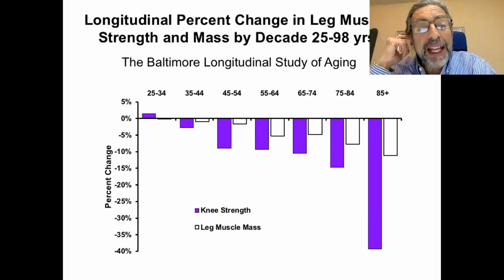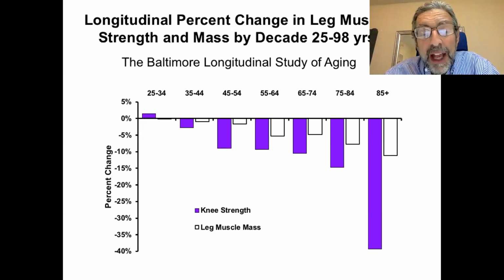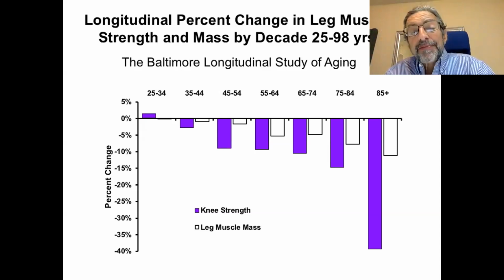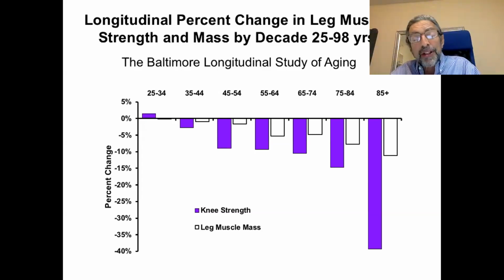And it shows decades of life, and it shows over that 10-year period, the percentage change in both strength, measured as knee strength, and in leg muscle mass. And for all ages, once you get beyond age 45, you see that the amount of loss of strength is substantially greater than the percentage loss in actual muscle mass. And this demonstrates that strength, which is really what we need in order to function, is not just affected by the muscle. Muscle mass, how much muscle there is, is an important aspect of strength.